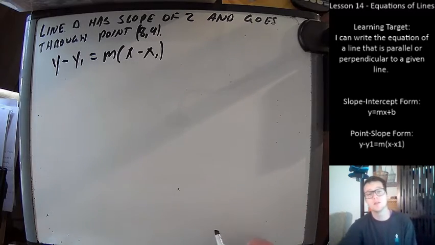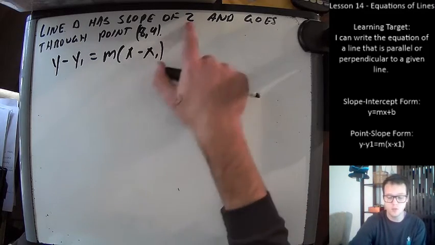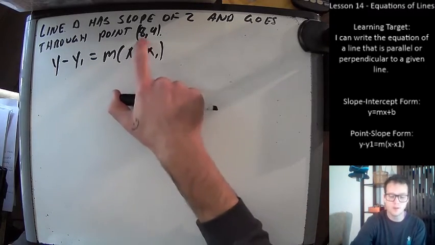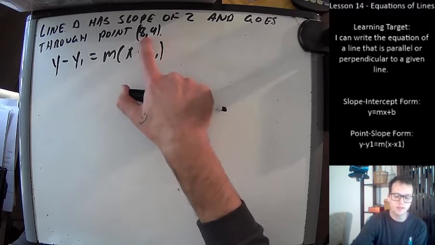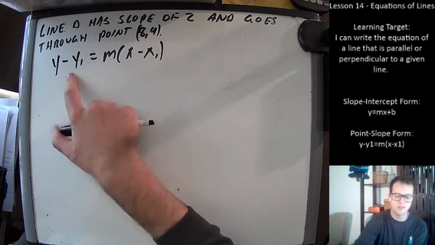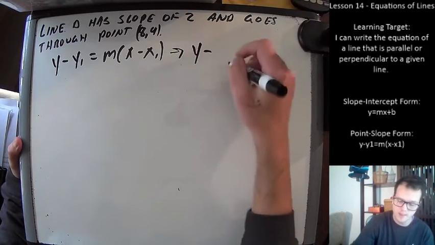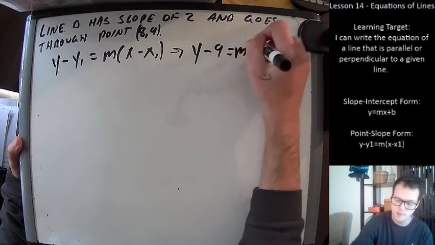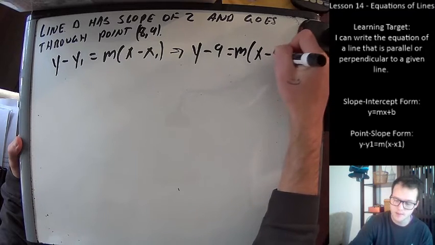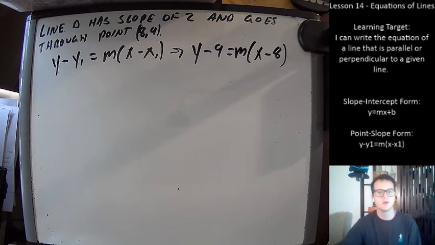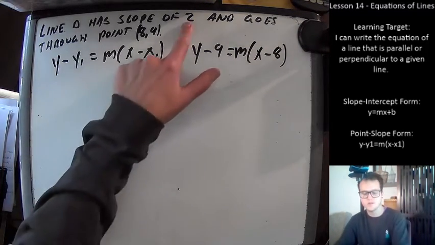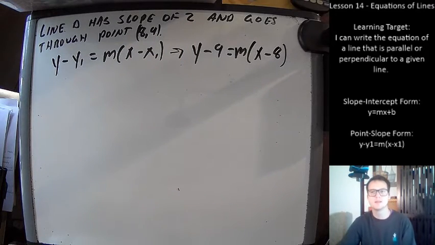And we're just going to plug in the pieces that we have. We know that our slope is the m value. We know that this point is our x1, y1. So our x1 is going to be 8, our y1 is going to be 9. So we'll plug in the pieces. y minus 9 equals m times x minus 8. There we go. That's the equation of the line that has a slope of 2, and it goes through the point 8, 9.